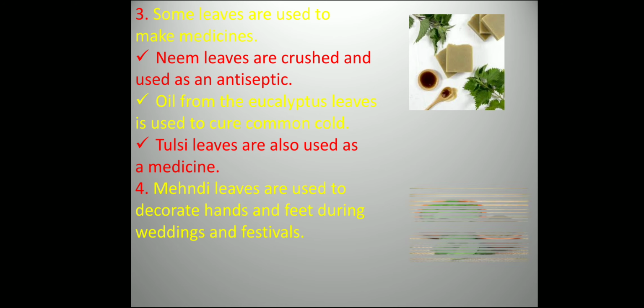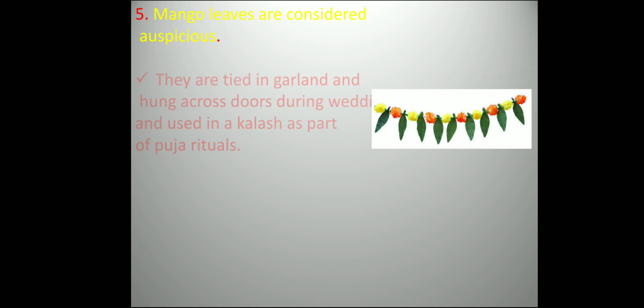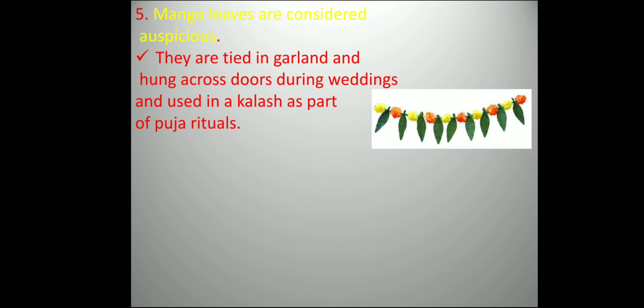Mehndi leaves are used to decorate hands and feet during weddings and festivals. This is the picture of mehndi leaves. Now, mango leaves are considered auspicious. They are tied in garlands and hung across the doors during weddings and used in colors as part of puja rituals.